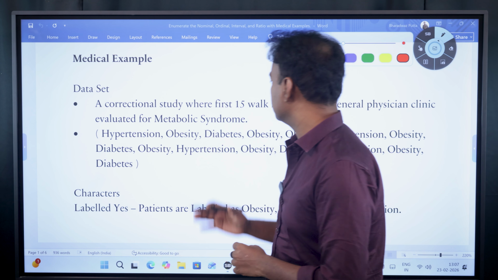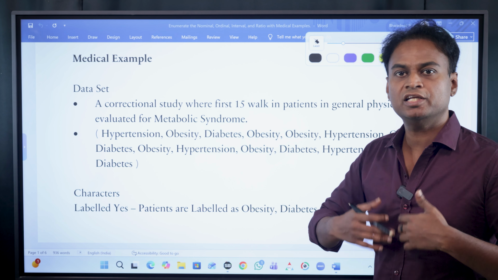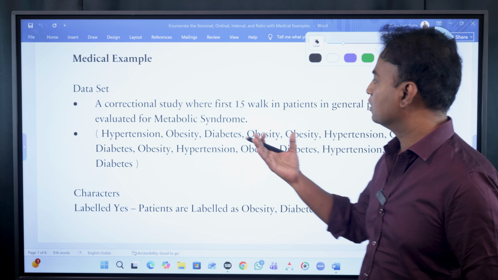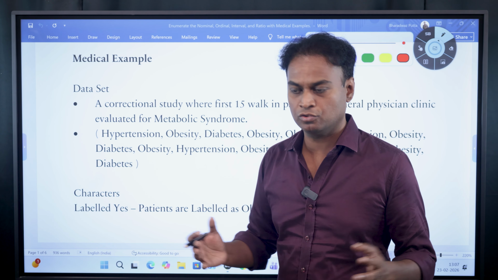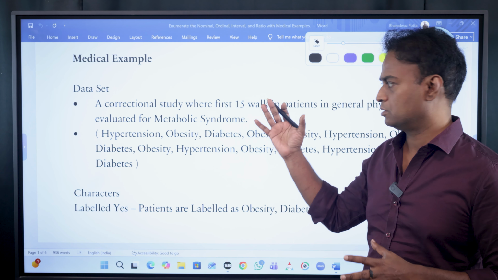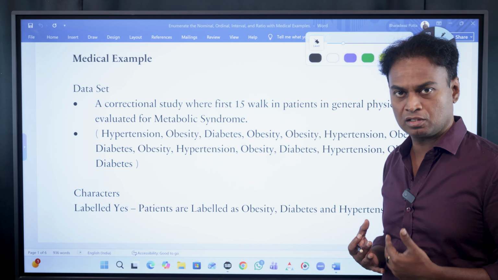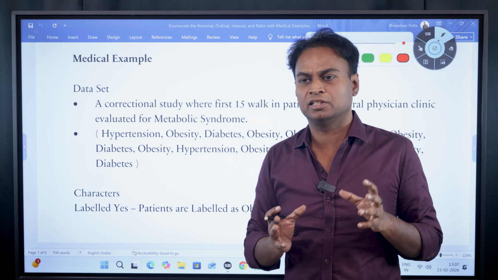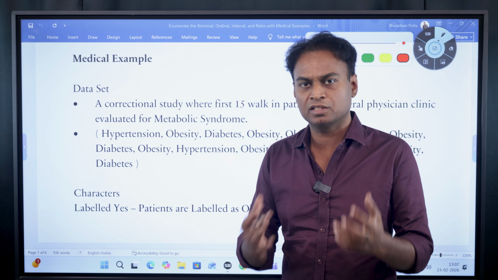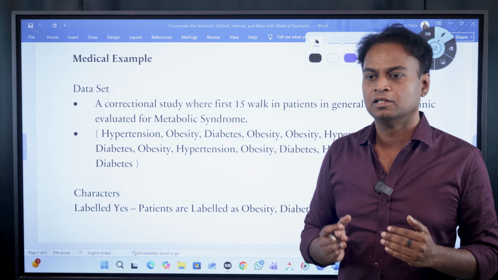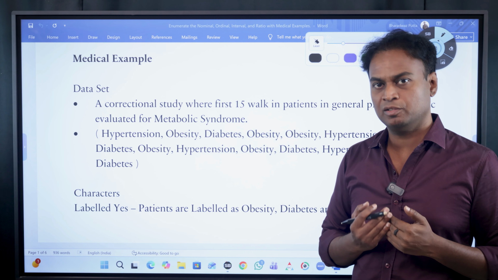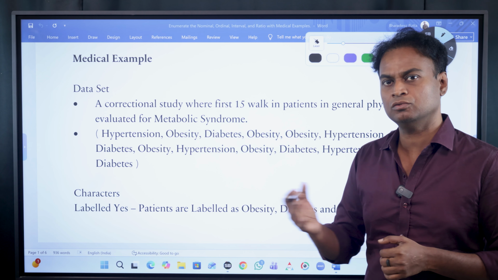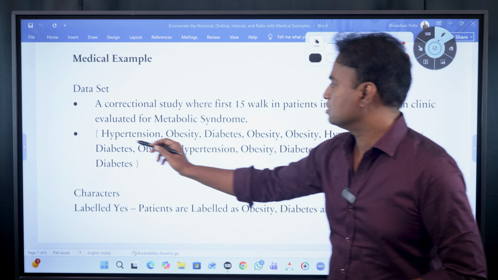First, consider a study where 15 patients walk into a general physician's clinic and are evaluated for metabolic syndrome. This is a study actually done by Sanofi Aventis, where I was a part of it. This is a cross-sectional study where the physician is sitting in a general setup in an outpatient clinic. Physician is sitting in his clinic and we will take the first 15 patients and check what problems they have related to metabolic syndrome. This is the data set.